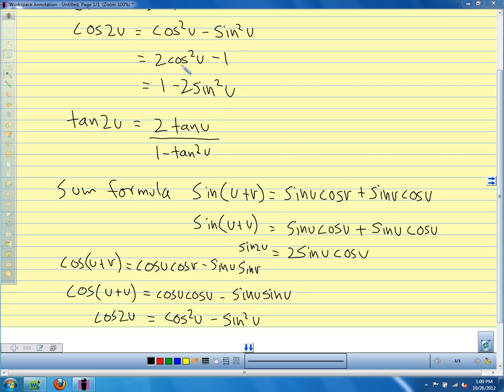Now the other two just come from using the Pythagorean identity for sine squared u, plugging that in here and simplifying. And the third one would come from using the Pythagorean identity for cosine squared u and then simplifying. So each of these other formulas comes from this first one, just using an identity for either sine squared u or cosine squared u and then simplifying. And the formula for tangent of 2u comes from our sum formula for tangent of u plus v, and I just plug in u twice and simplify. So that's where the formula comes from.